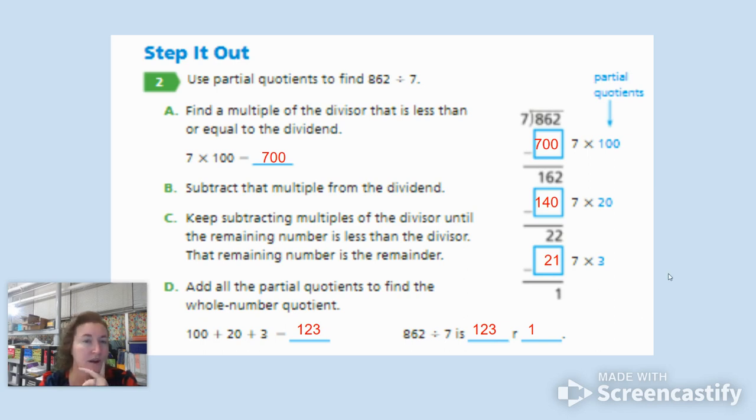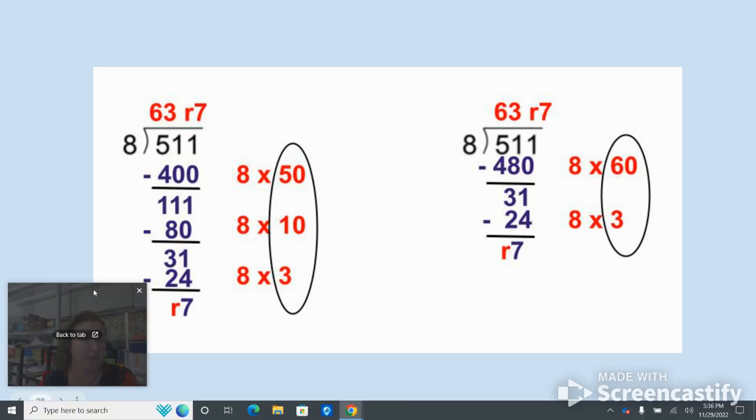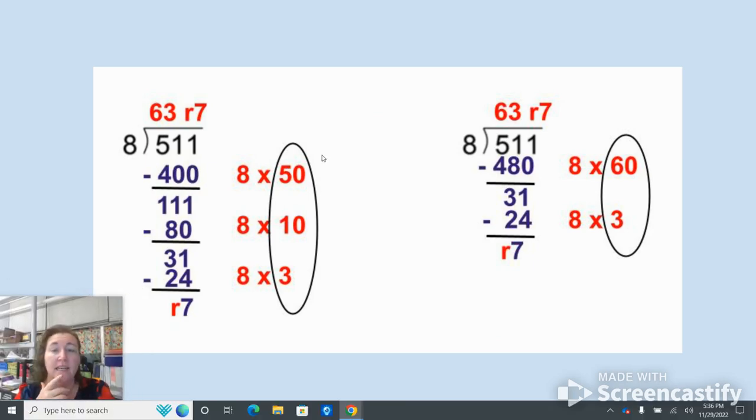Let me show you another problem like this. I just did 2 problems. Let me move my picture again. Okay. I did 511 divided by 8 2 different ways because, as I tell the kids, there are so many different ways to do this. As long as you're taking out groups of 8, eventually you will get to, we have only 7 left.